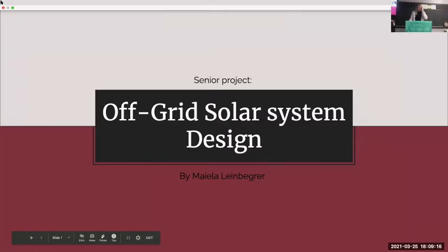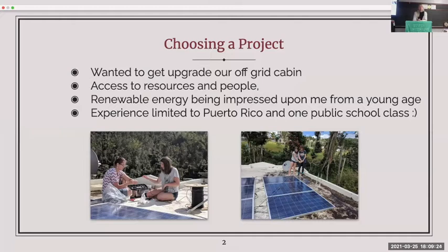Okay, so I'm Maiela, and for my senior project, I designed an off-grid solar system. When I was deciding on a project, I didn't have that many ideas, and so Mom suggested that maybe we do something with our cabin. We have an off-grid cabin near Lafarge, and it seemed like a good idea because it fit the time and what we had to work with at the moment.